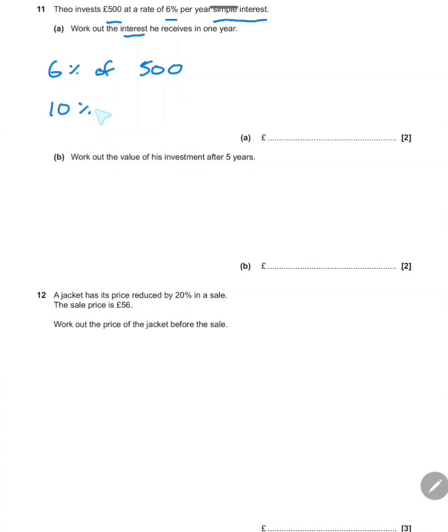Well, 10% is just this number divided by 10, which is 50. We can scale this down again and find 1%. And again, I'm just going to take this and divide it by 10. So 1% would be 5. The minute I've got 1%, I can work out 6%. If you've got 1% is 5, then 6% is 6 lots of this. 6 lots of 5 and 6 5s are 30. So the 6% interest in 1 year is £30.